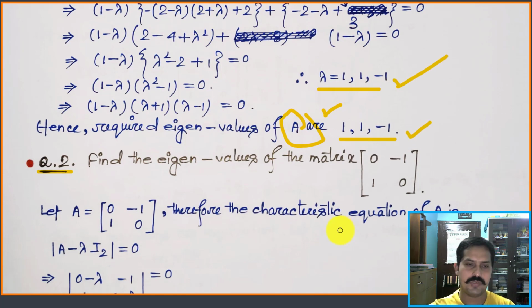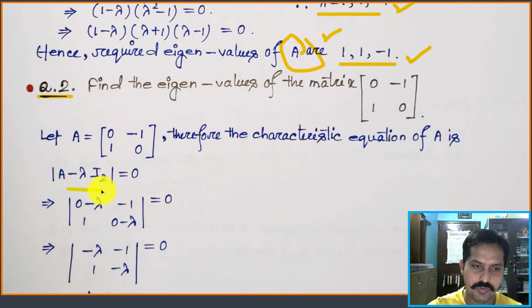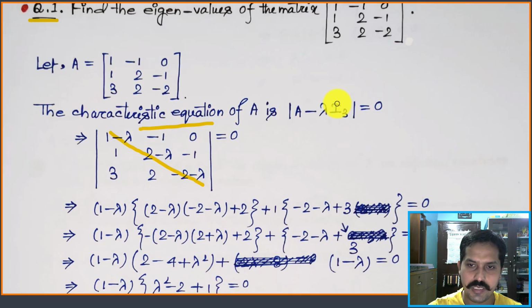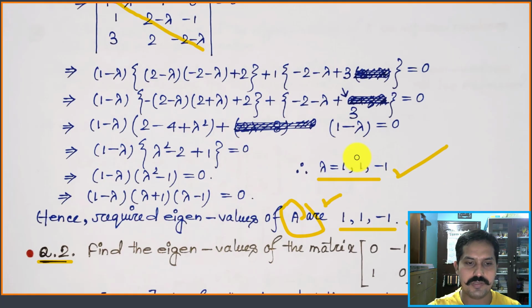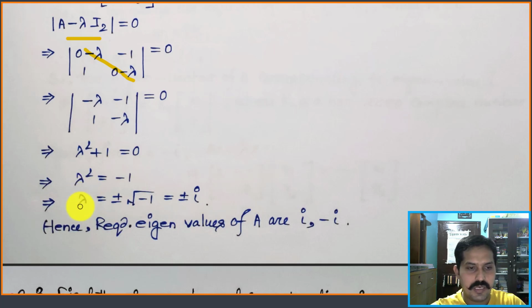Alright, next question, example number 2. Find the eigenvalues of the matrix 0 minus 1, 1 0. Let capital A equal 0 minus 1, 1 0. Therefore the characteristic equation of capital A is determinant of A minus lambda I2. Here I have taken I2 because this is a 2 by 2 order matrix, but before I took I3 because the given matrix was a 3 by 3 order matrix. So determinant of A minus lambda I2 equals 0. Again subtracting lambda from the diagonal: 0 minus lambda, minus 1; 1, 0 minus lambda, equals 0. After simplification, lambda equals plus or minus the square root of minus 1, and we know the square root of minus 1 is iota, so lambda is plus or minus i.